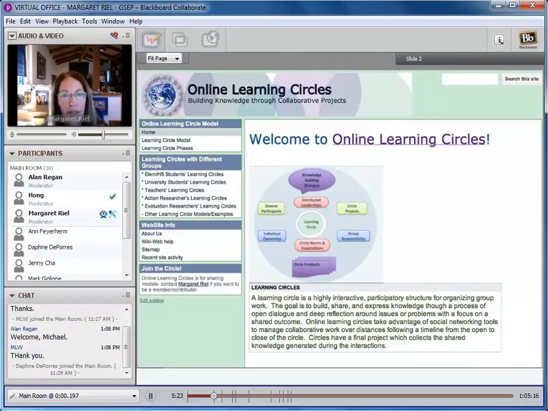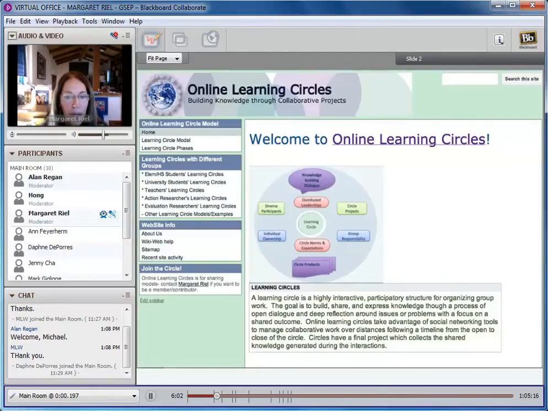Okay, so this is the opening page of the Online Learning Circle website. As I said, a little bit later we will go and look at the website. It has a description of the model and how it works. It has examples of the model being used in elementary and high school, with university teachers, in teacher learning circles, with action researchers, which is in my Pepperdine courses in the Learning Technologies program, and then with groups of evaluators, and then there are some other models of learning circles.